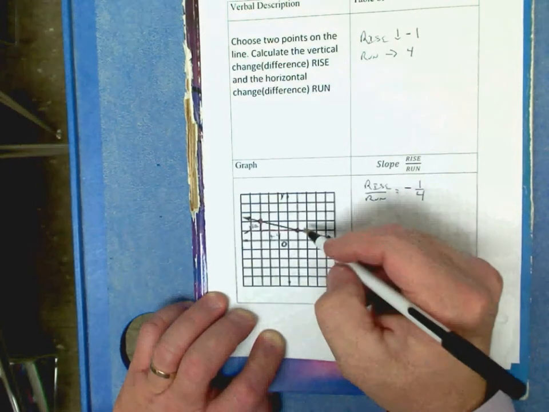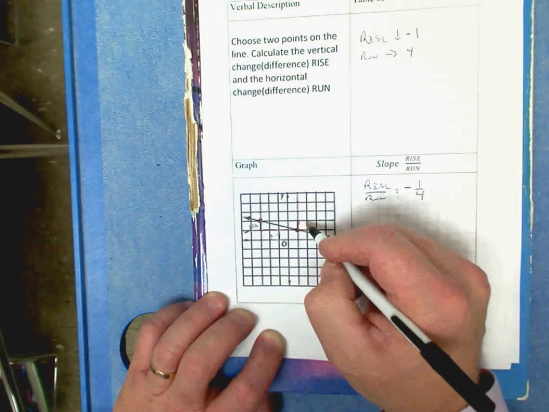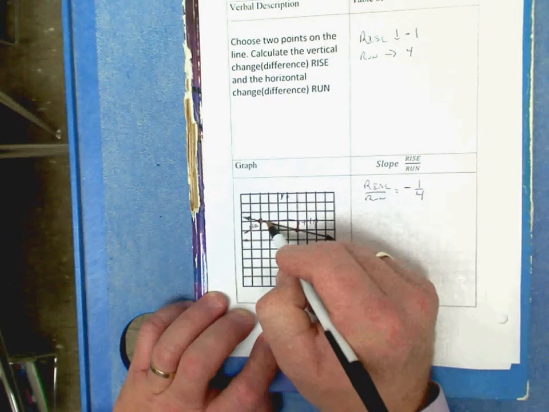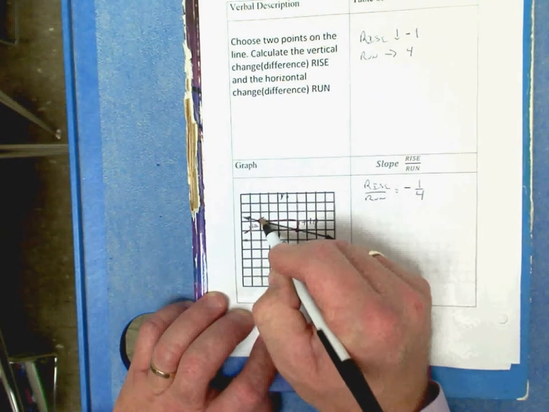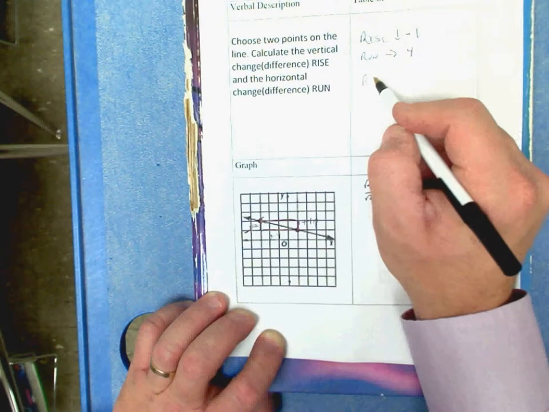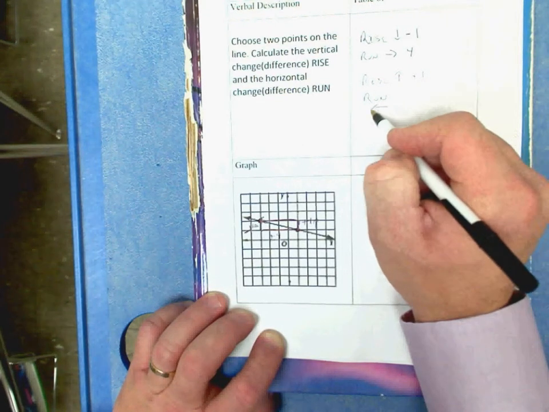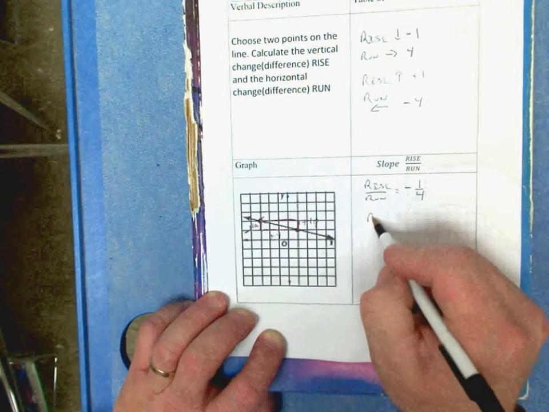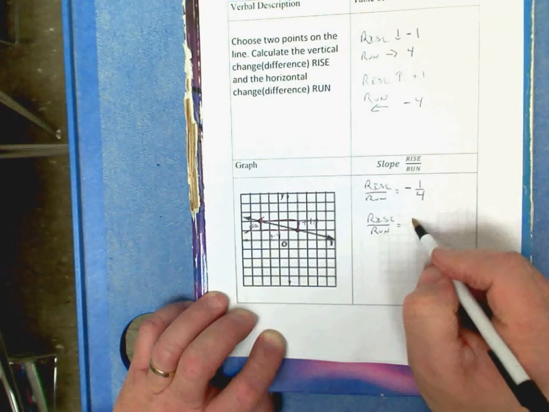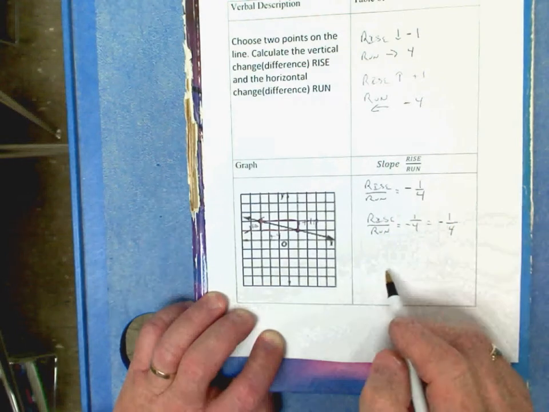What happens if I went up this way? What's my rise this way? That's a +1, right? What about my run going this way? Am I going positive or negative if I run this way? Negative, right? So that rise was a +1, but my run going this way was a -4. But if I do rise over run, I still get 1 over -4, which is still -1 over 4.